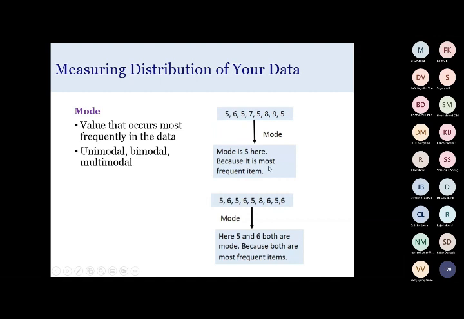If you have one mode, you can say it is unimodal. If you have two modes, it is bimodal. If you have more than two, it is multimodal. Why these representations are needed, and how the mode helps us do data pre-processing, we will see with an example.